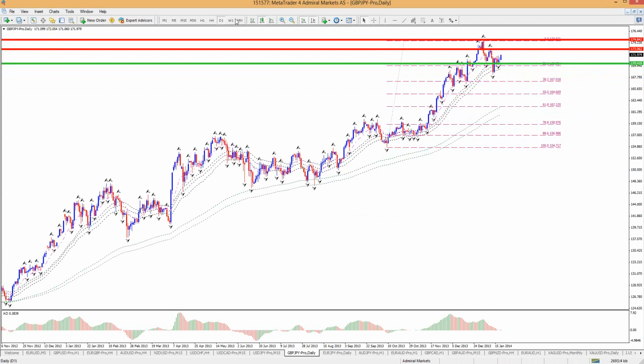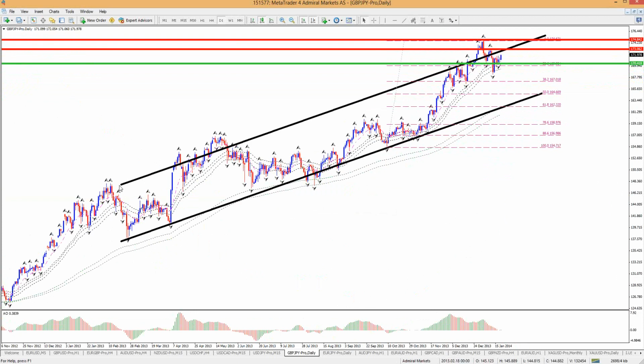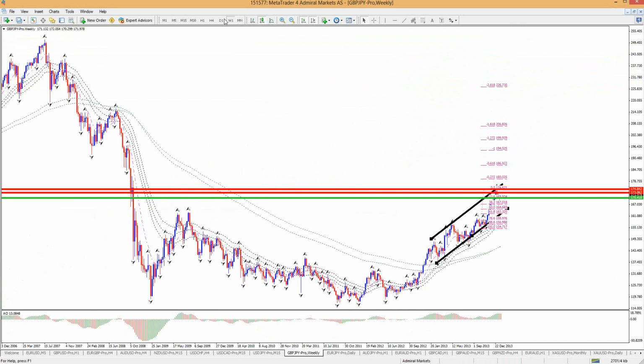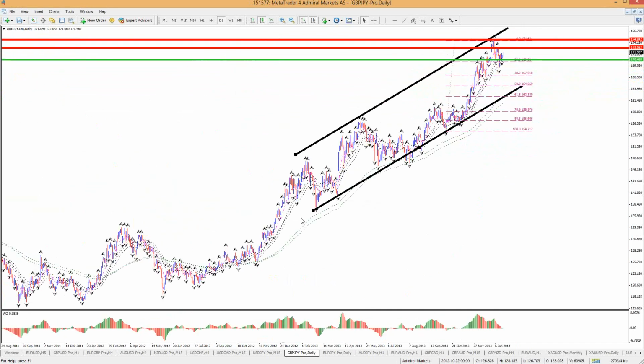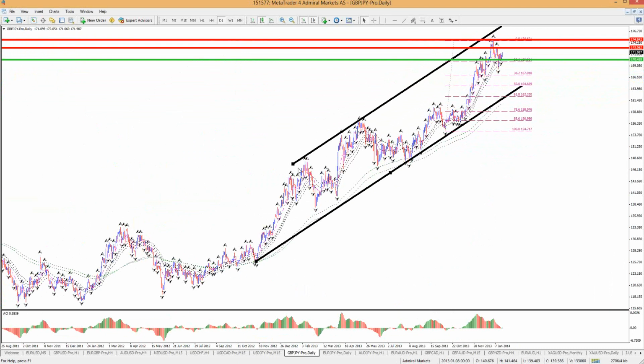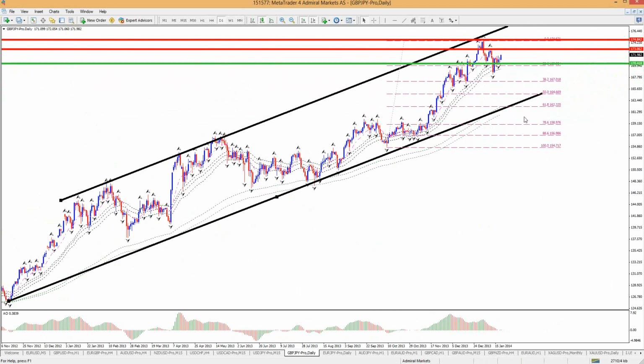You can see obviously that we're in a big uptrend. We can even put an uptrend channel on this daily chart easily, something like this. So we can see a nice uptrend channel. In fact, most recently we even had an acceleration of that uptrend channel, but we've broken out of that.